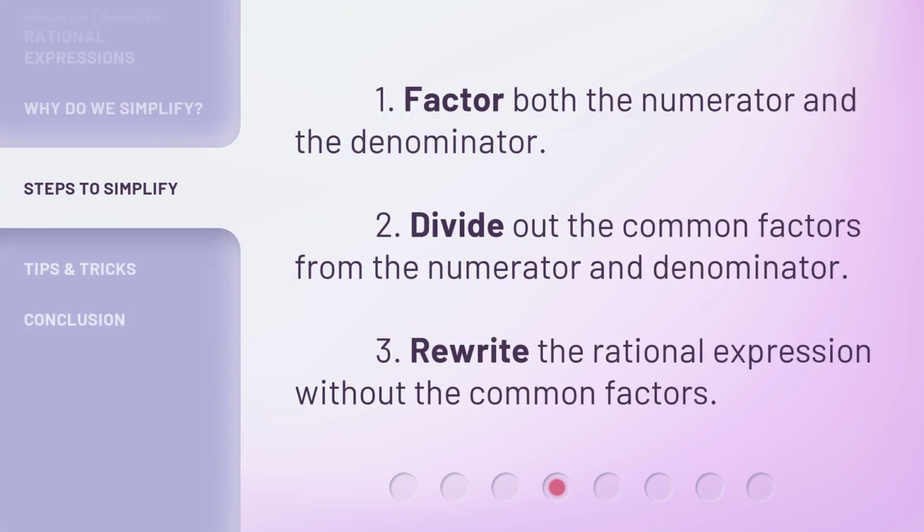1. Factor both the numerator and the denominator. 2. Divide out the common factors from the numerator and denominator. 3. Rewrite the rational expression without the common factors.